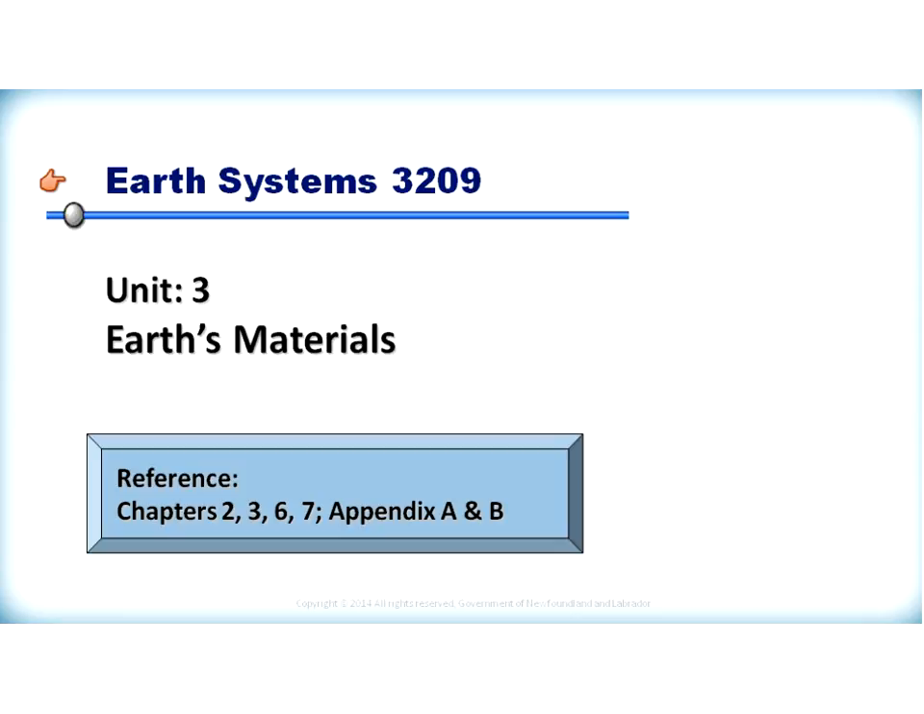Earth Systems 3209. Unit 3, Earth's Materials. References for Unit 3, Earth's Materials, are seen in Chapter 2, Chapter 3, Chapter 6, and Chapter 7 of the textbook, and also Appendix A and B of the curriculum guide.